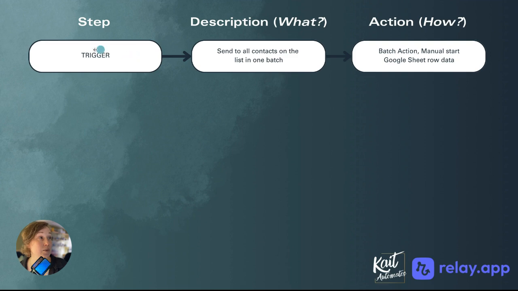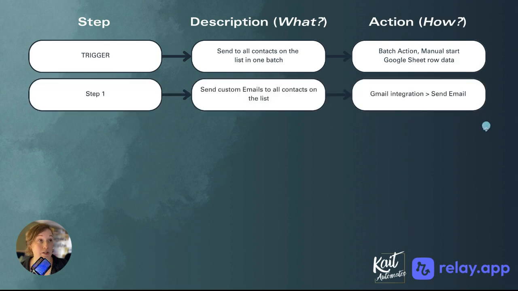So our first step was that trigger. What we wanted to do, send to all contacts on the list in one batch. Action, it's going to be a batch action and a manual start that will pull data from our Google Sheet rows. Next up, for step 1, I'm going to tell it to send a customized email to all of the contacts that are on that list. And we'll be able to do this really handily with Relay.app's Gmail integration and their send email action.